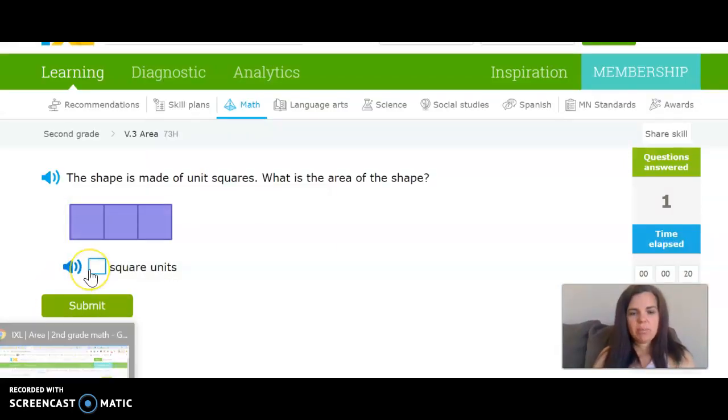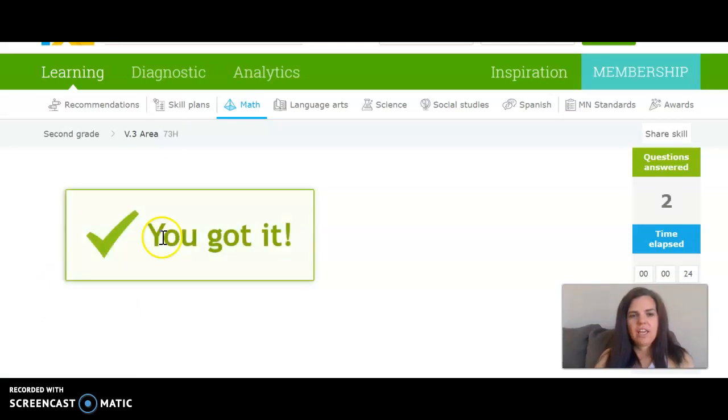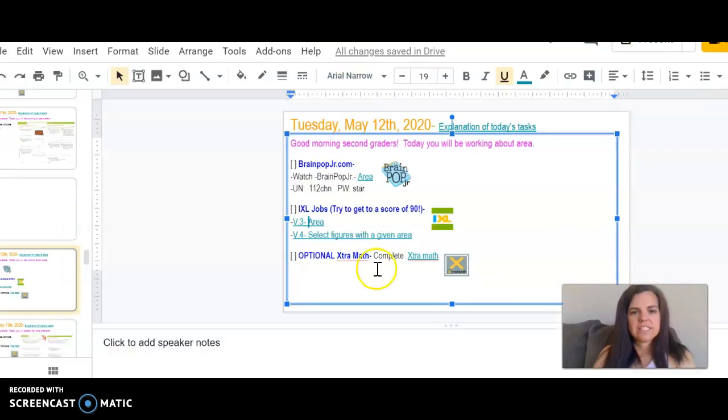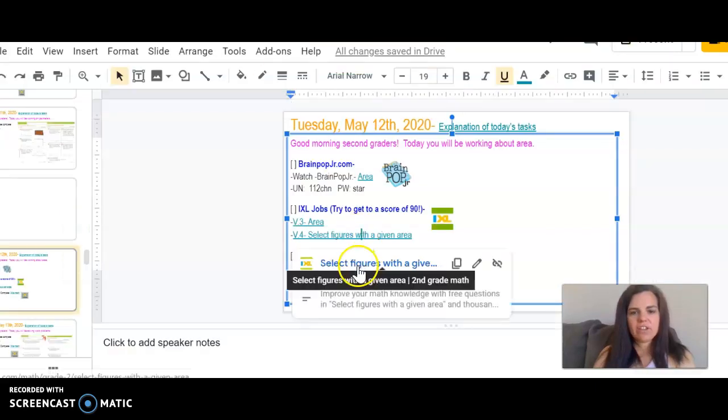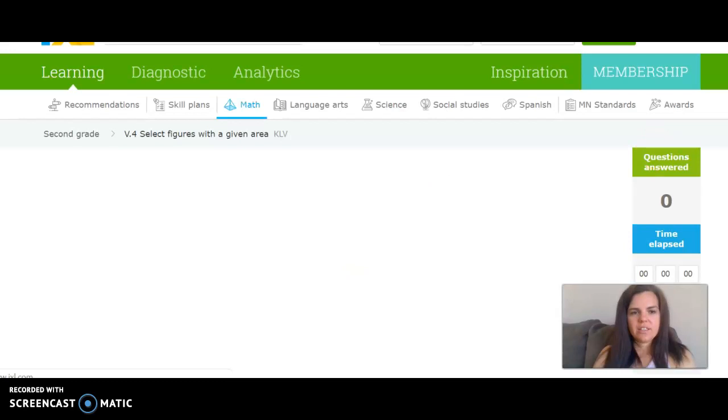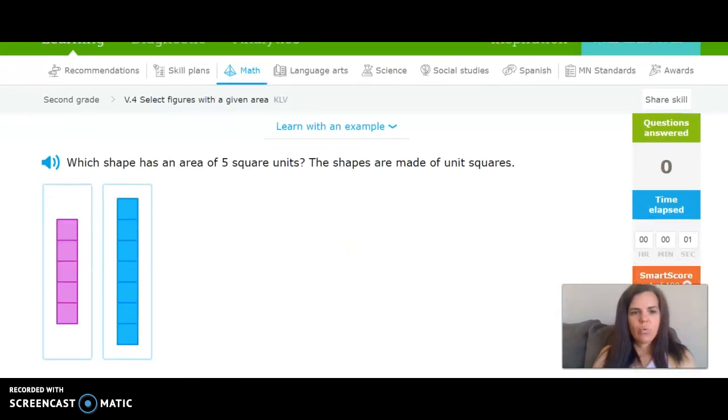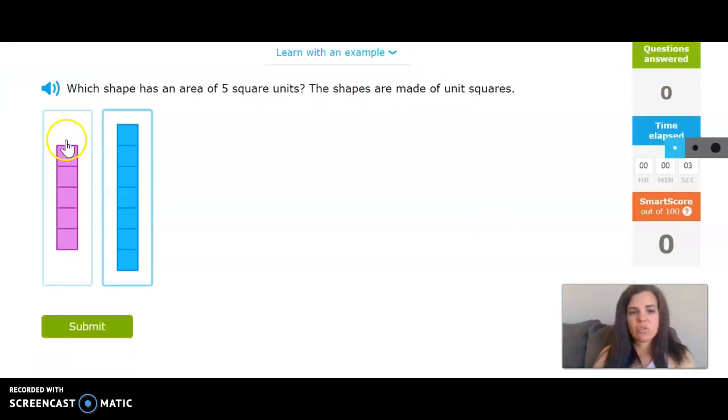The shape is made up of unit squares. What is the area of the shape? 1, 2, 3. And then continue. Then the second one is select figures with a given area. V4: Which shape has an area of 5 square units?